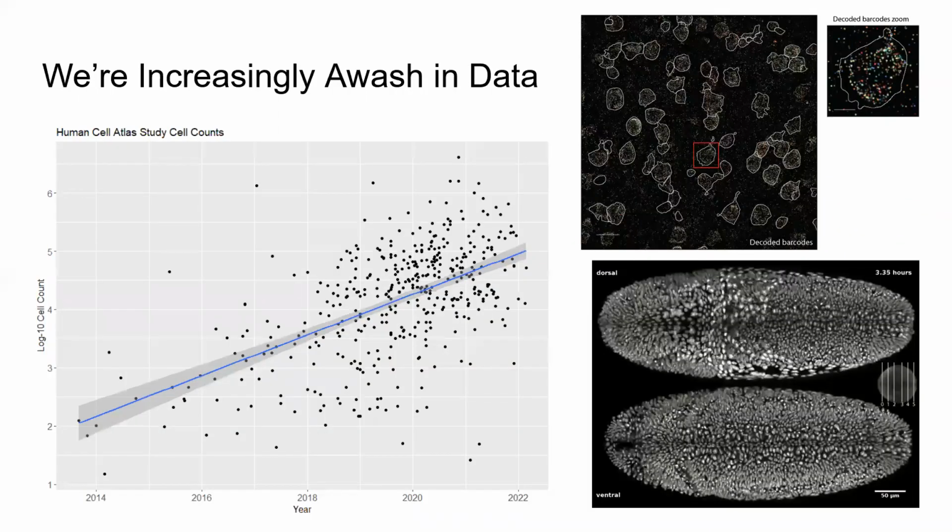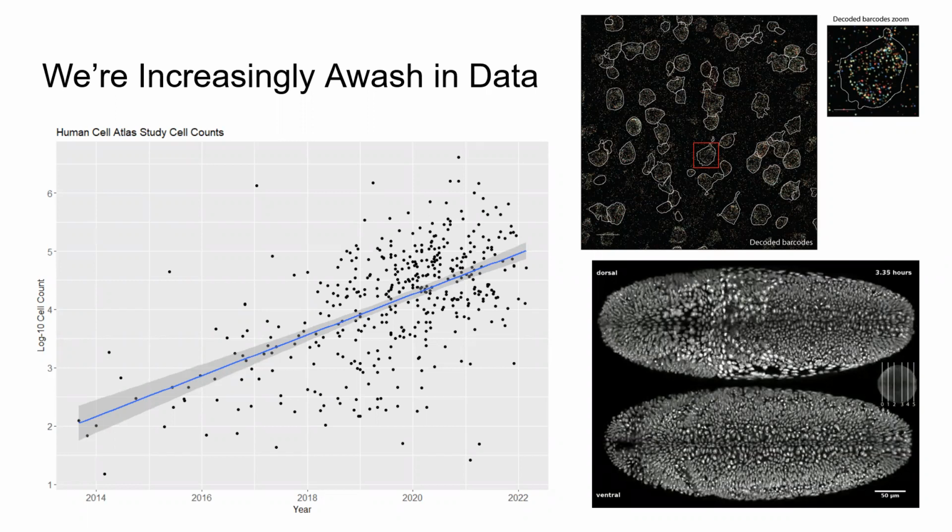As a result, we're awash in data, and this is only going to become truer over time. On the left, you have the Human Cell Atlas, which is a consortium that puts together these large atlases of different human tissues and organs. And as you can see, there's not only an exponential increase in the size of these cell counts and datasets, but also the frequency with which they're added. To be clear, the pace of this trend is faster than Moore's law.